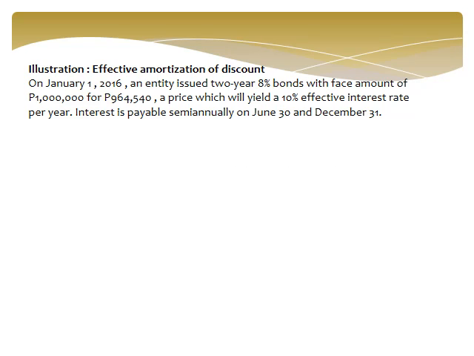Illustration. Effective amortization of discount. On January 1, 2016, an entity issued 2-year 8% bonds with face amount of 1 million for 964,540. So, less than the face amount, therefore, meron tayong discount. A price which yields a 10% effective interest rate. Take note of the interest rate: meron tayong 8% na nominal, meron tayong 10% na effective. Interest is payable semi-annually, take note, on June 30 and December 31.